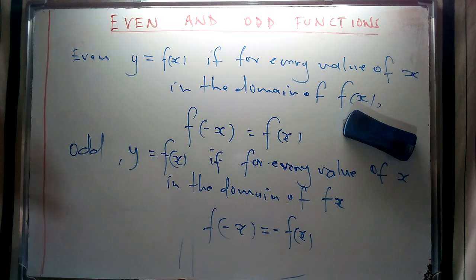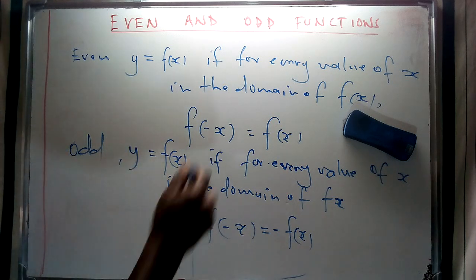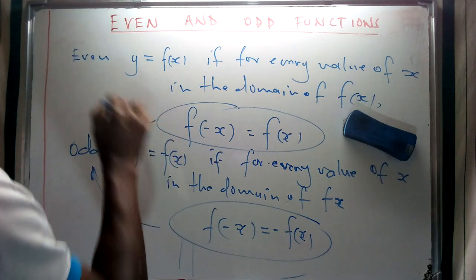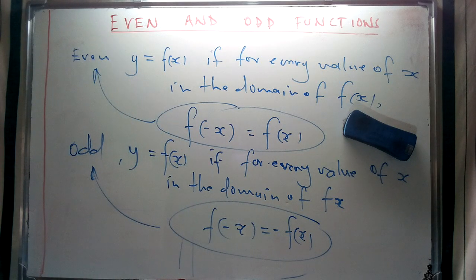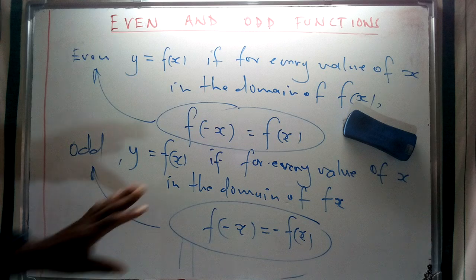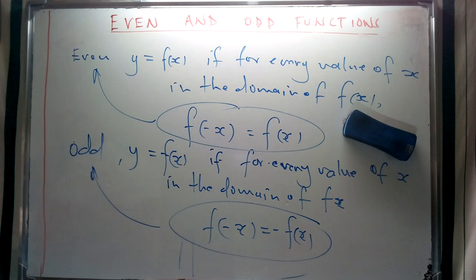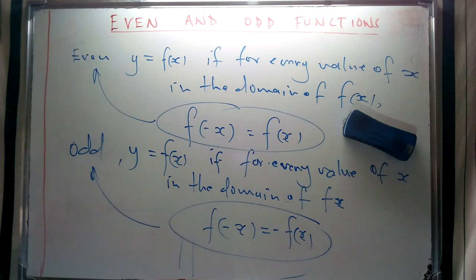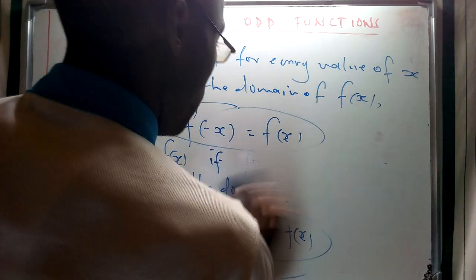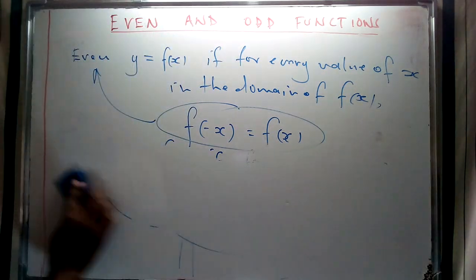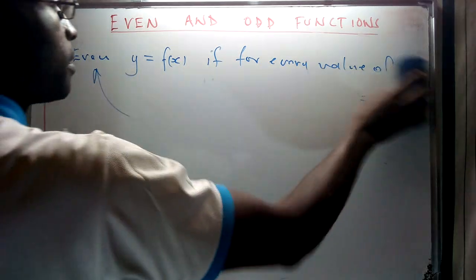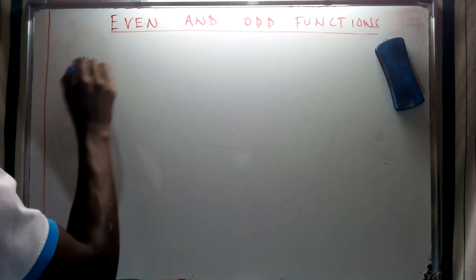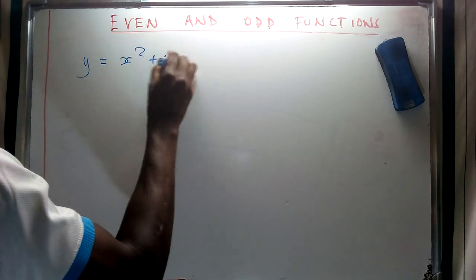So in this discussion, we're going to use specific examples and try to see whether these two conditions for odd and even functions are applicable. Therefore, that is going to assist us to classify functions as either odd or even. In this case, I'm going to use one or two examples to illustrate this. So I'm going to have a function y equals x squared plus 4.